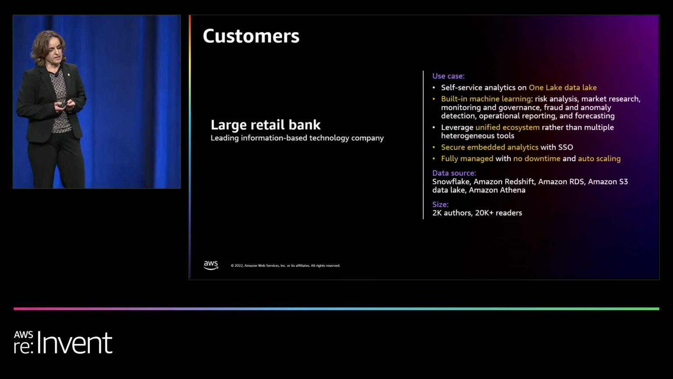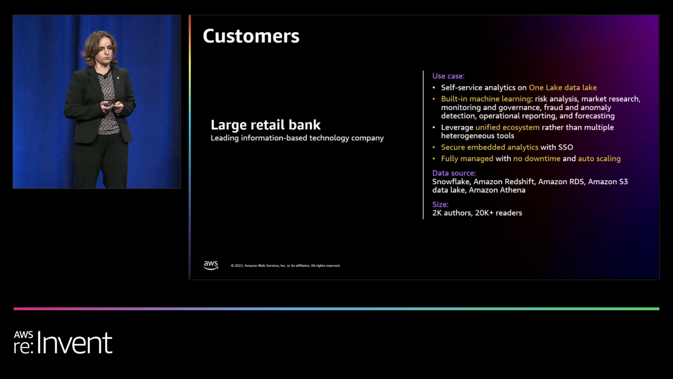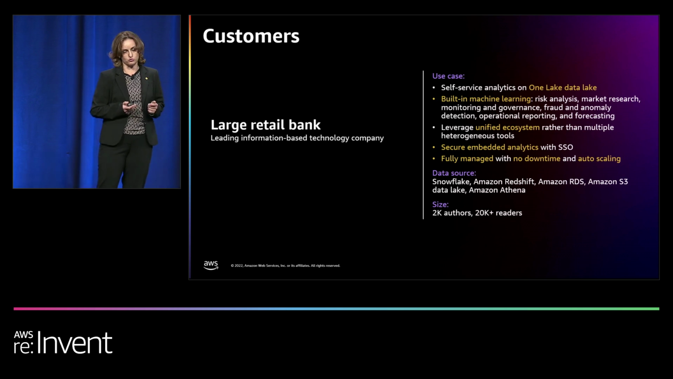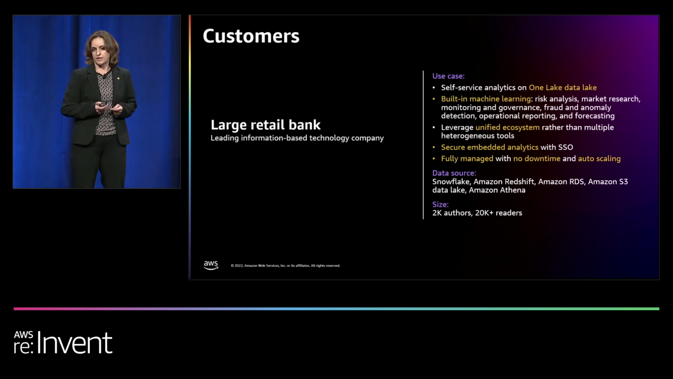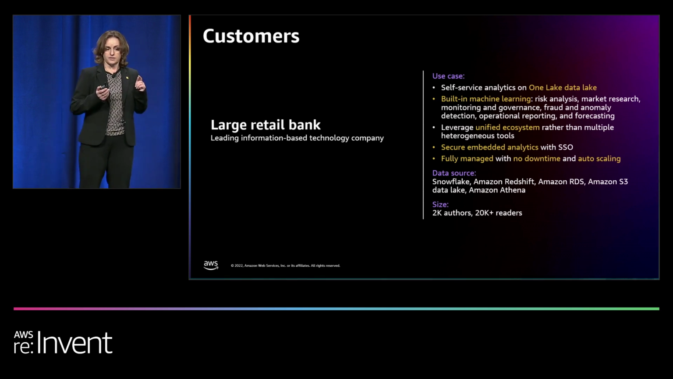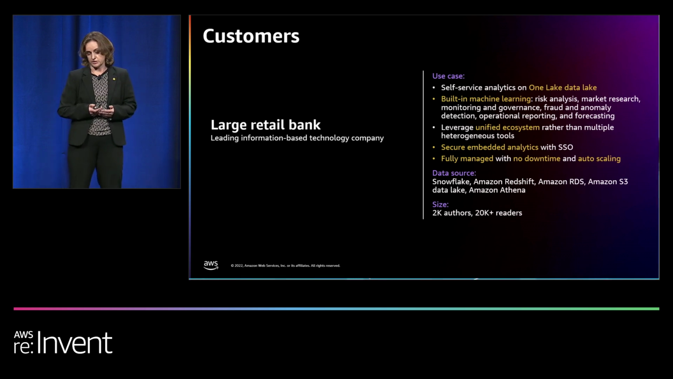First story: a large retail bank, a leading information-based technology company. The customer was faced with the challenges of supporting multiple data sources, such as Snowflake, Amazon Redshift, Amazon RDS, Amazon S3 data lake, and Amazon Athena. Also, they used multiple BI tools, such as Tableau, Qlik, and Birst. They successfully moved to Amazon QuickSight and were able to provide self-service analytics on one data lake with only one BI tool that helped them simplify their solution and reduce multi-license dependency.